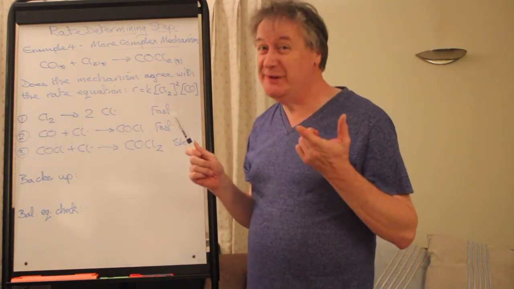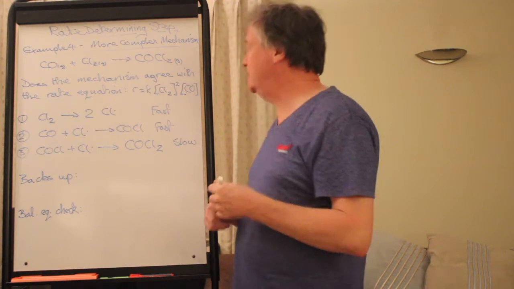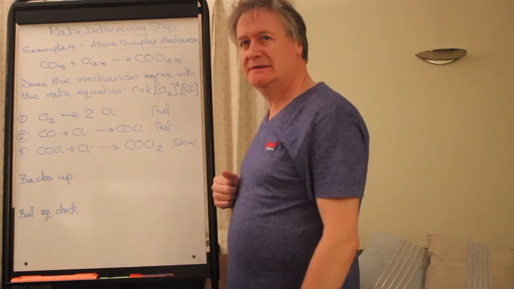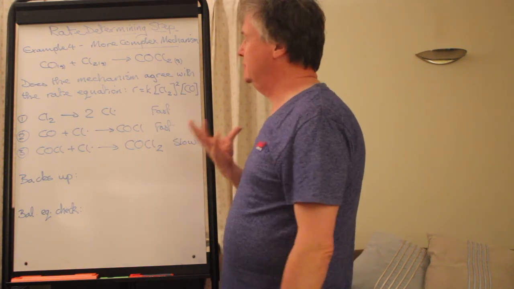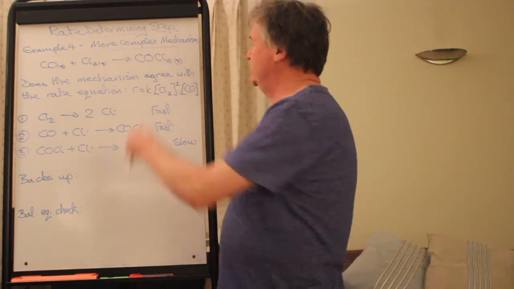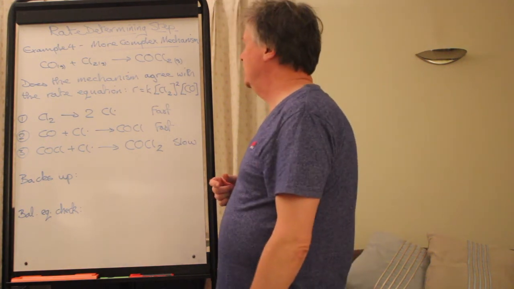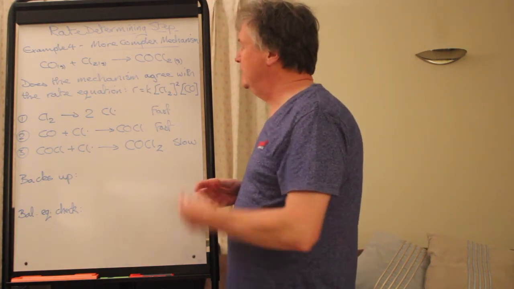Please don't be talking about SN1 or SN2 again. It only applies to those halogenoalkanes. So here's a relatively simple looking reaction. Carbon monoxide reacting with chlorine producing this. This is called phosgene, an unpleasant chemical. You don't want to come into contact with that.